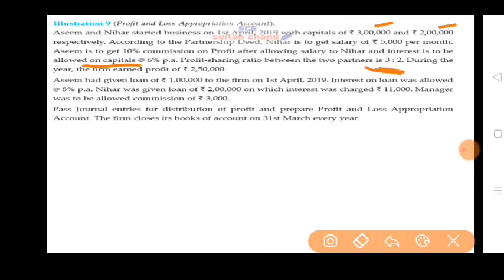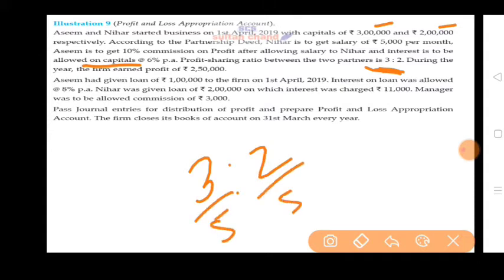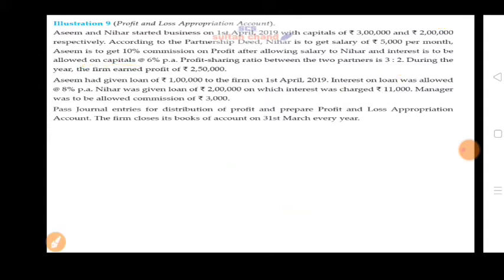This is the profit sharing ratio, 3:2. So 3 plus 2, 5. It will be 3/5 and 2/5. This will be the profit sharing ratio, by which we will distribute the profit among partners, and during the year the firm made a profit of 2,50,000. So the profit of the firm is 2,50,000.